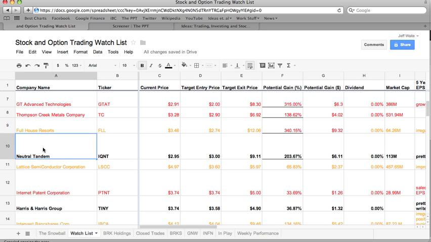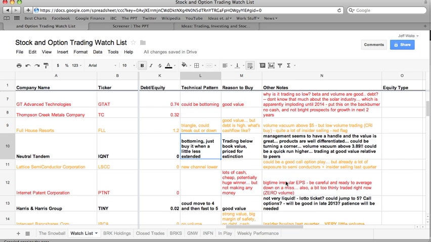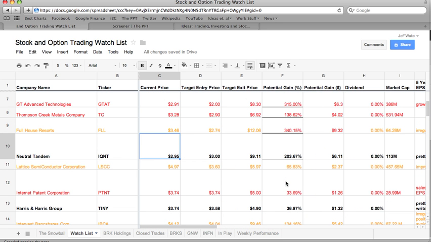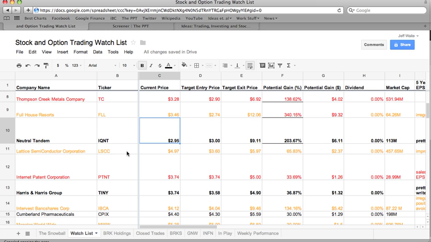On the other hand, when the current price is below or close to my target entry price, I'll bold these and start to update my notes on why I might want to pull the trigger. But the idea is to have a central dashboard to help you manage your stock ideas.